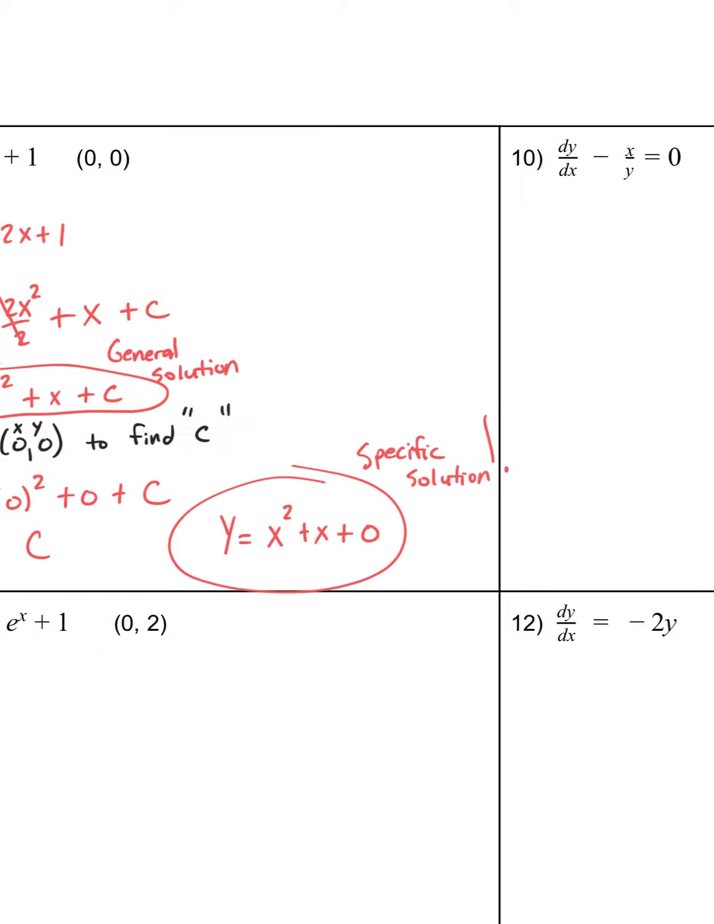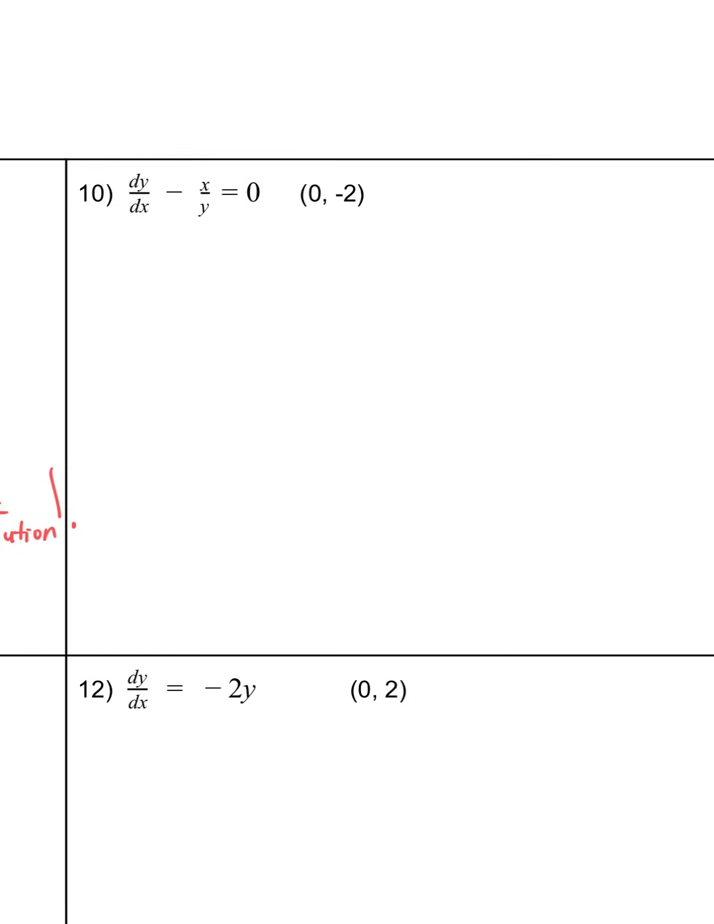Okay, number 10. Before we can separate the variables, we have to move this term over to the right. So we are simply going to add x over y to both sides. Now we're left with dy dx on the left, and we're left with x over y on the right. Now you can see it's much easier to separate the variables.